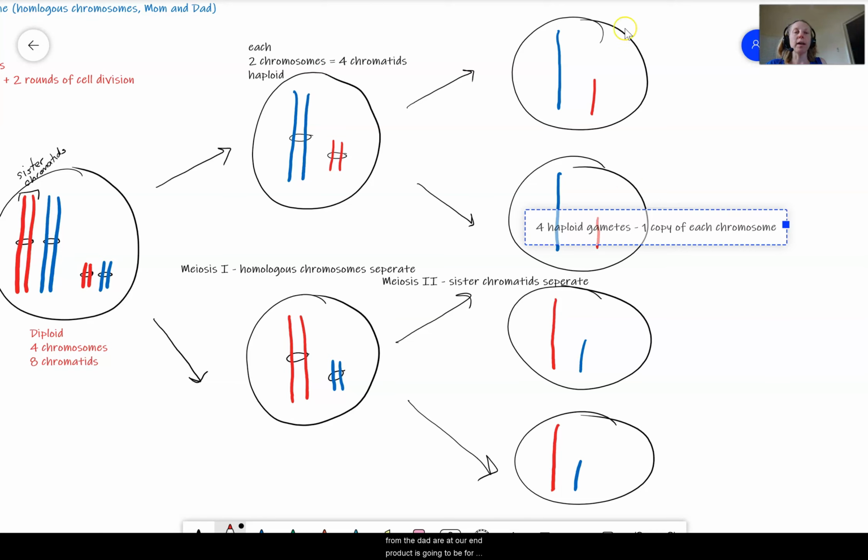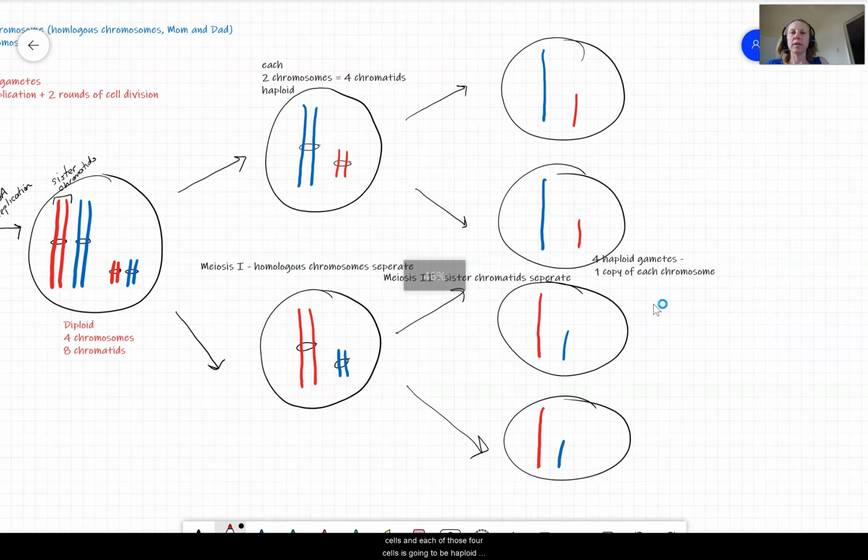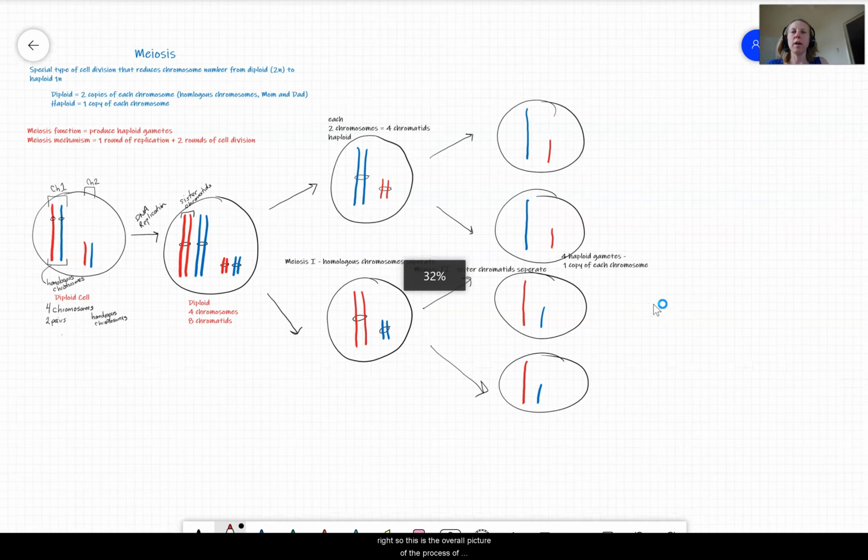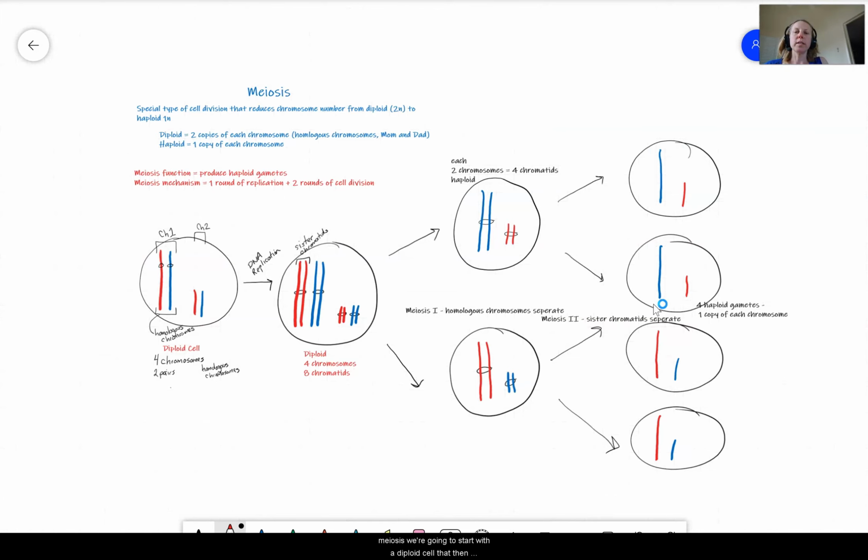All right, so our end product is going to be 4 cells, and each of those 4 cells is going to be haploid. So this is the overall picture of the process of meiosis. We're going to start with a diploid cell that then undergoes DNA replication, and then 2 rounds of division. The first round is called meiosis 1 and generates 2 cells after the homologous chromosomes separate. And then the second one is meiosis 2, where the sister chromatids separate. At the end, we're going to have generated 4 haploid gametes.